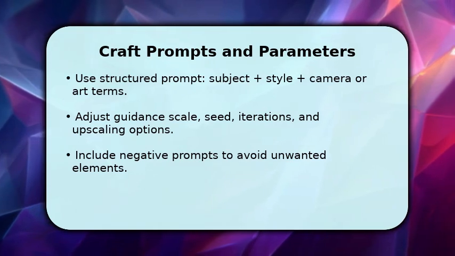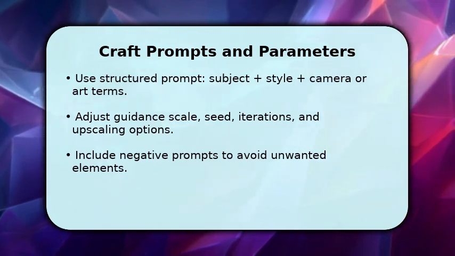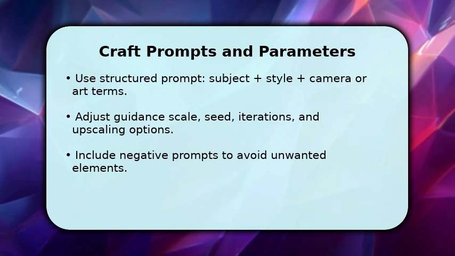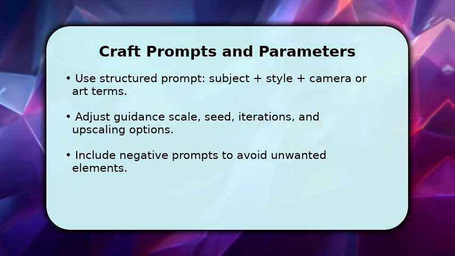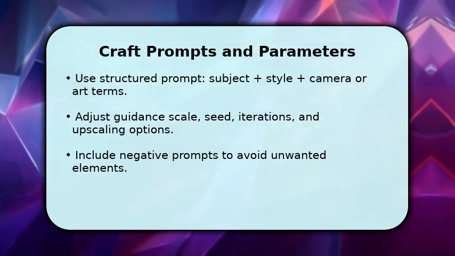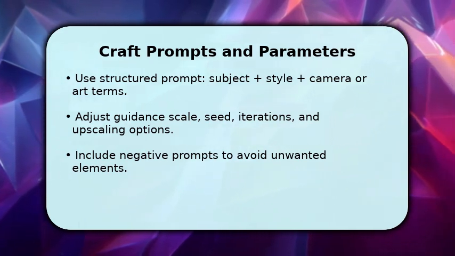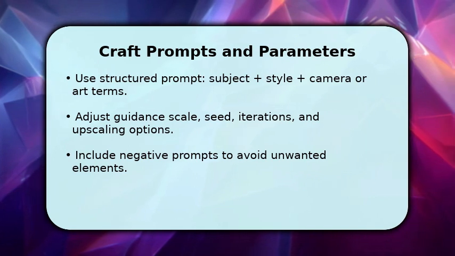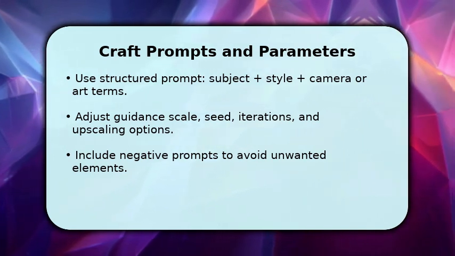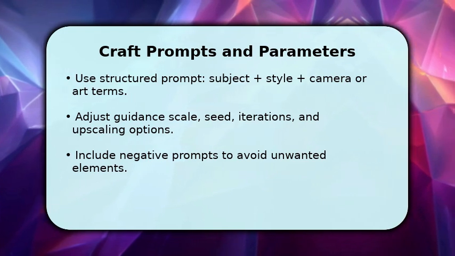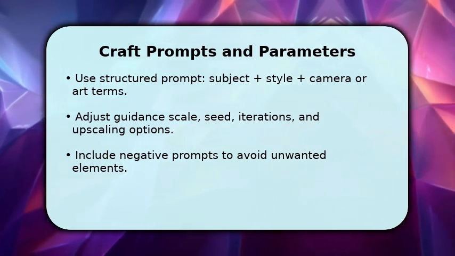Write prompts that combine subject, medium, and camera or art direction, for example, portrait, cinematic 50mm, soft rim light, oil paint texture. Then set generation parameters like guidance strength, random seed for reproducibility, and iteration count to balance speed versus detail. Use negative prompts to exclude artifacts or undesired motifs.